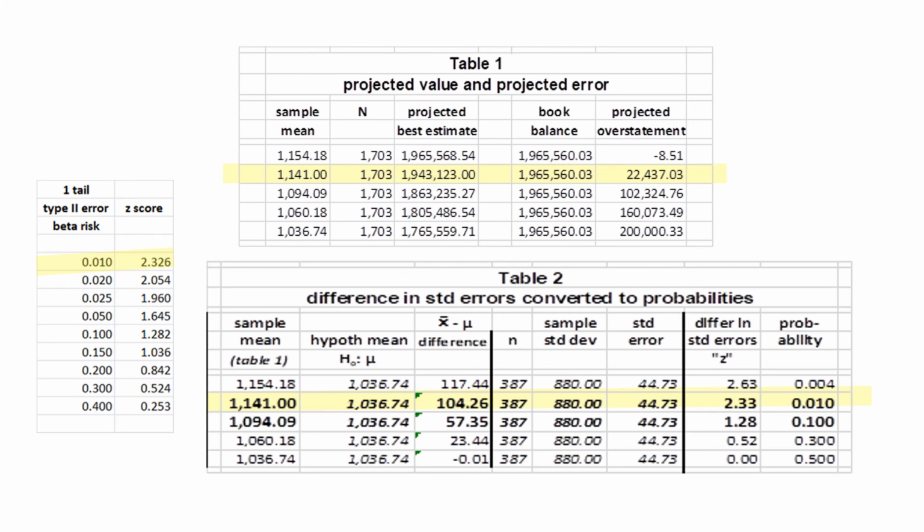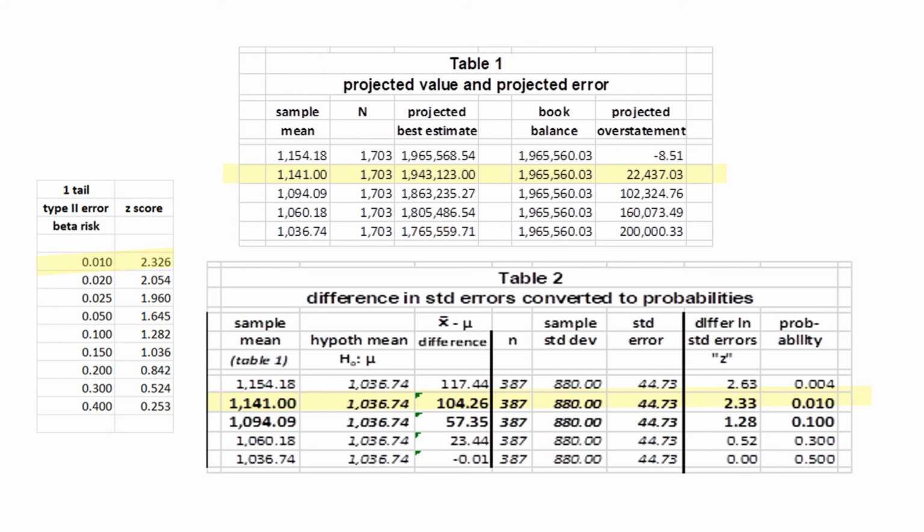So he doesn't want us to screw up, and he tells us that he wants us to be 95% confident in our results. He wants the risk to be less than 5%. So we can look down at table 2, and in table 2 we've got the same 1141, but here, instead of comparing it to the book value to see what our projected misstatement is, we're going to compare it to our hypothetical mean of 1036.